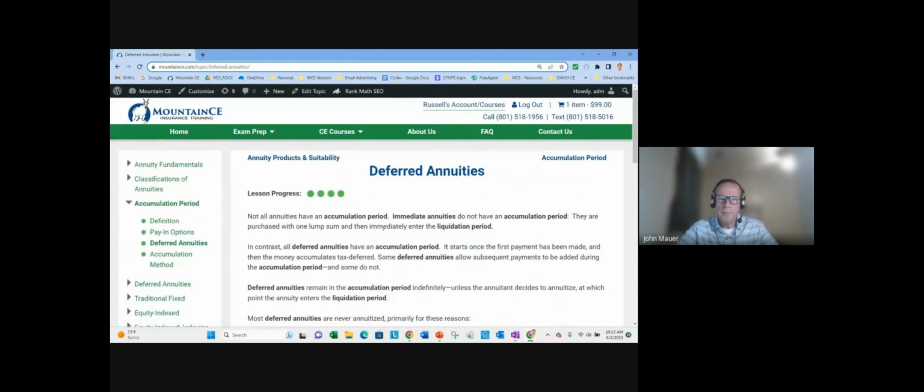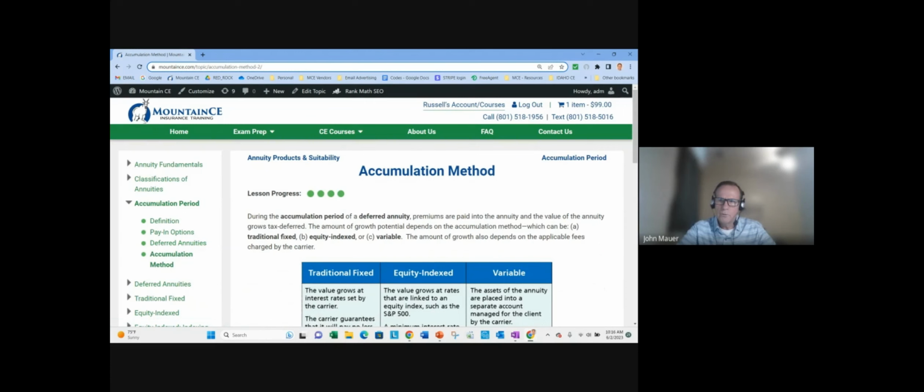All right, so again, we mentioned that not all annuities have an accumulation period. Immediate annuities do not have an accumulation period, but deferred annuities do have an accumulation period. You put the money in and the money grows tax deferred.